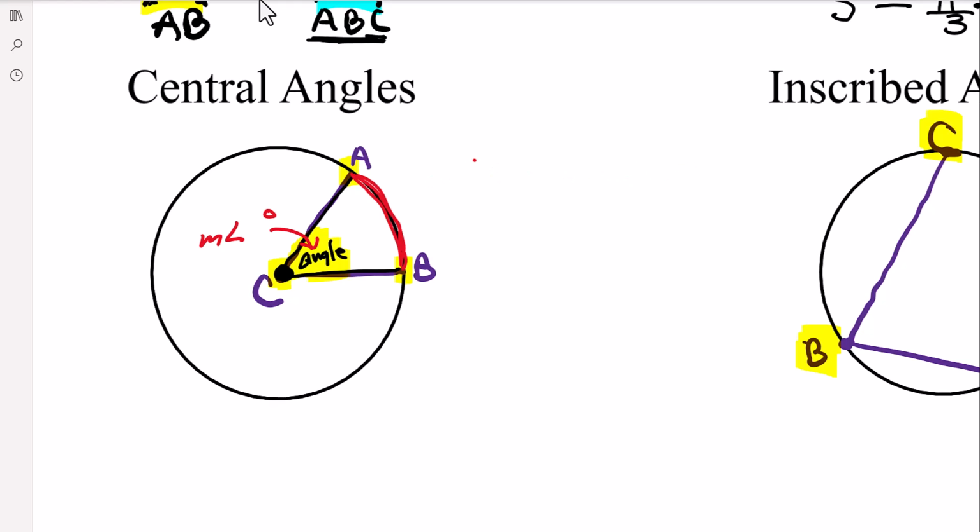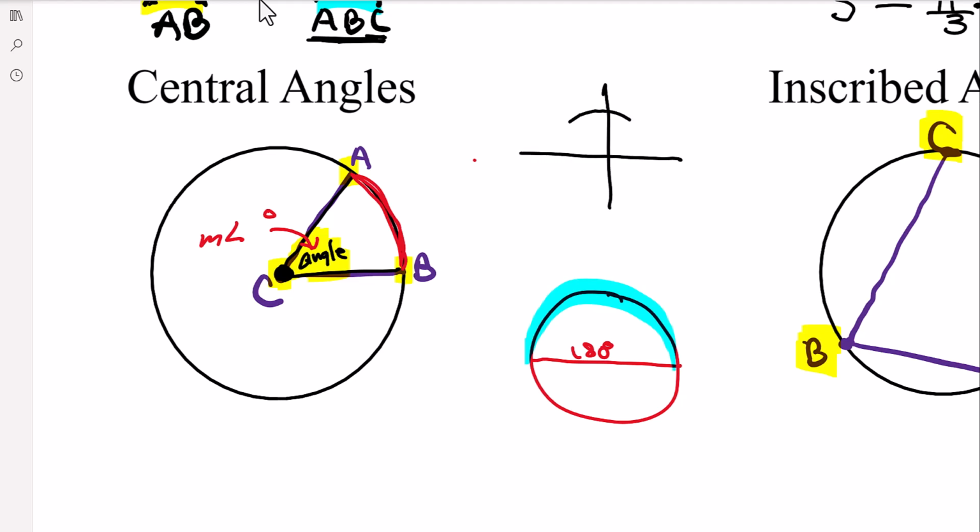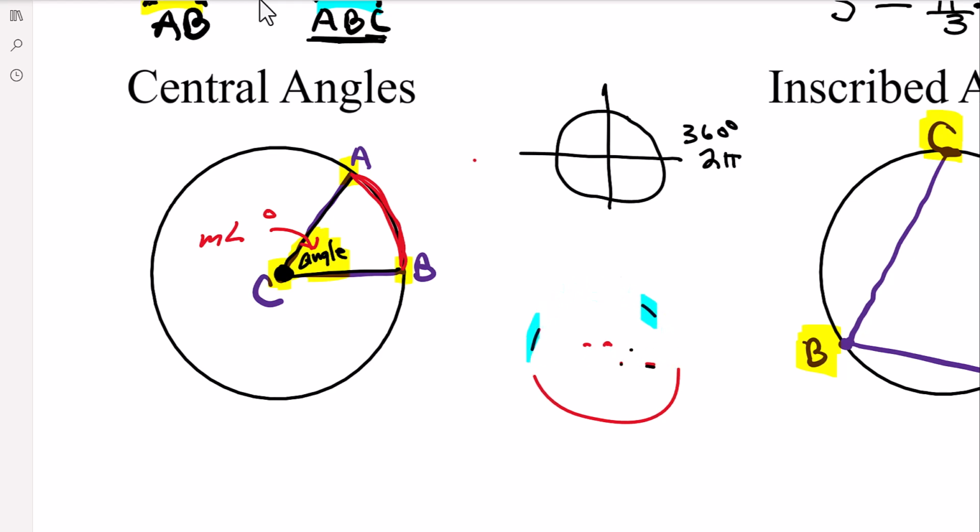All right, so for example, this right here is a straight angle. It's 180 degrees. So think about this. If you have a circle, all the way around is 360 degrees. All the way around is 2 pi. So half of 2 pi is pi. So this arc length is an arc length of pi, and the angle measure is 180 degrees. I don't know if that helps at all, but that gives you an idea of what we're talking about.